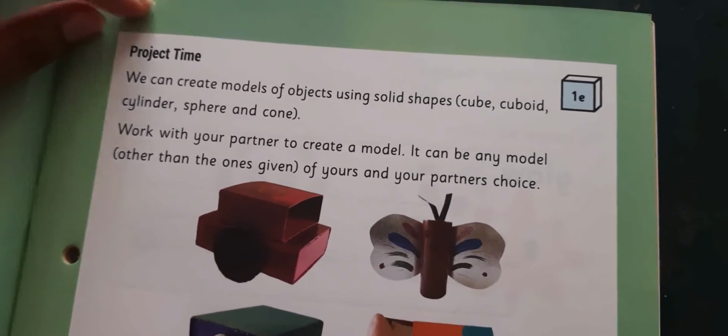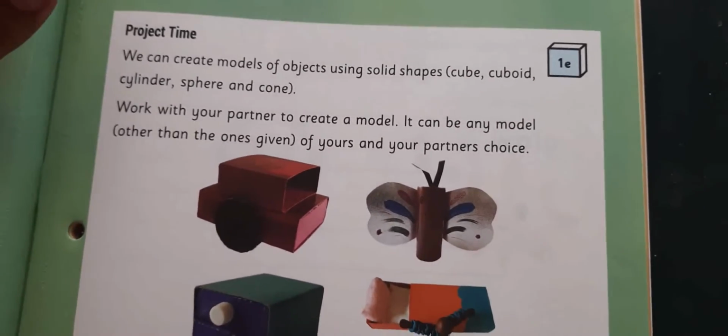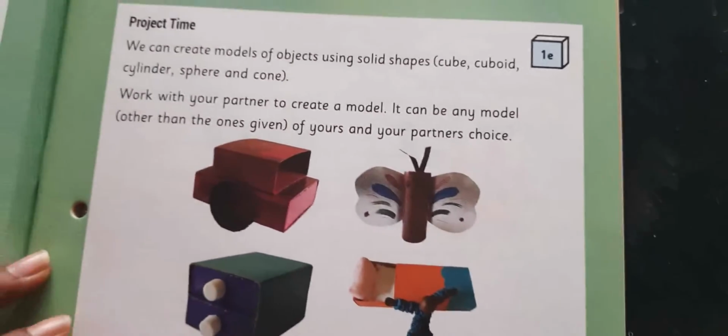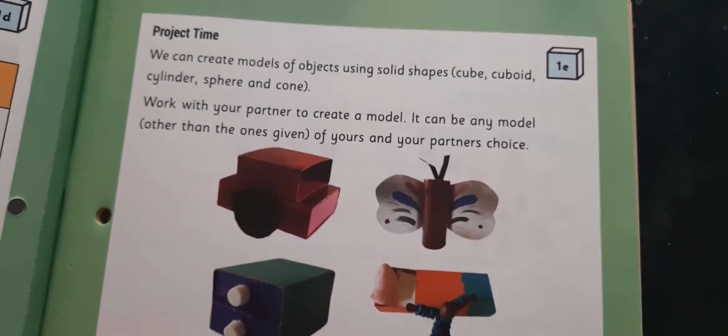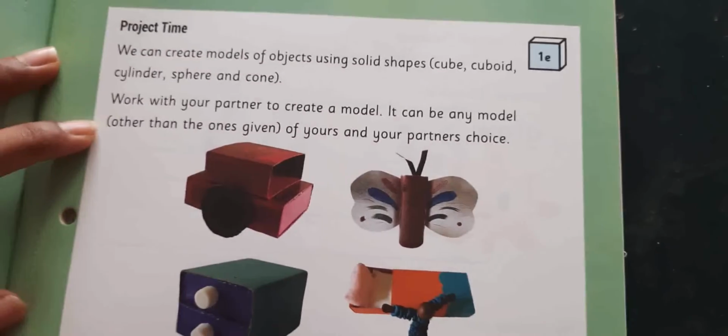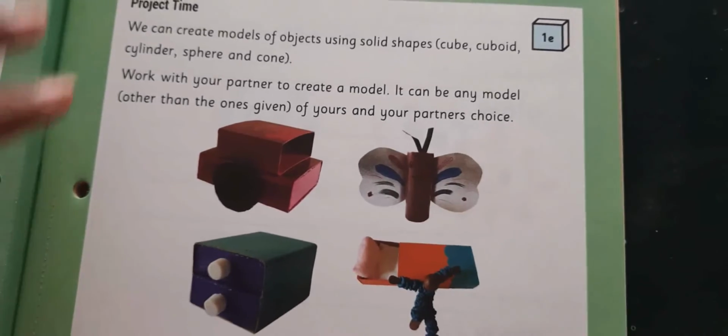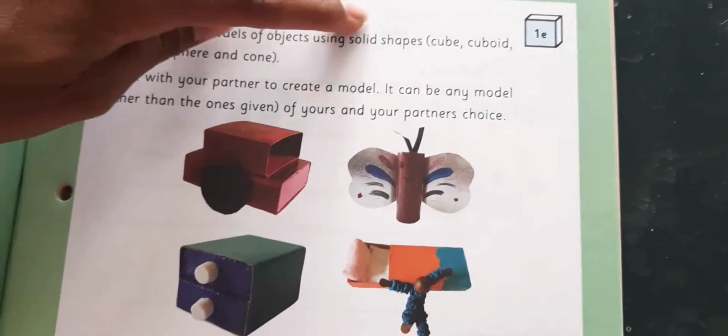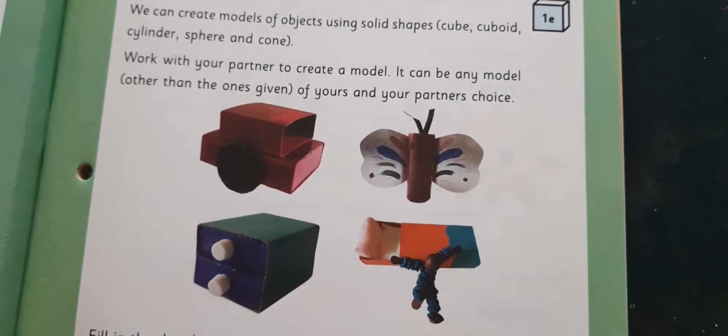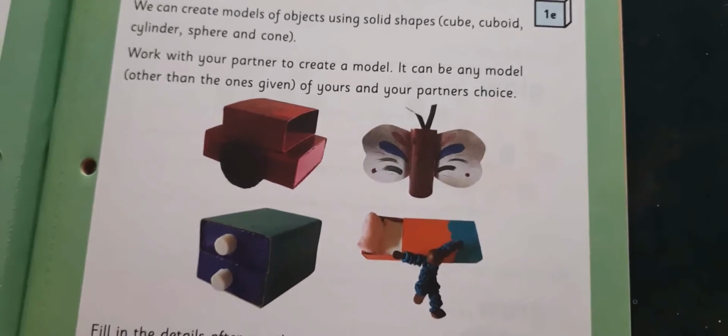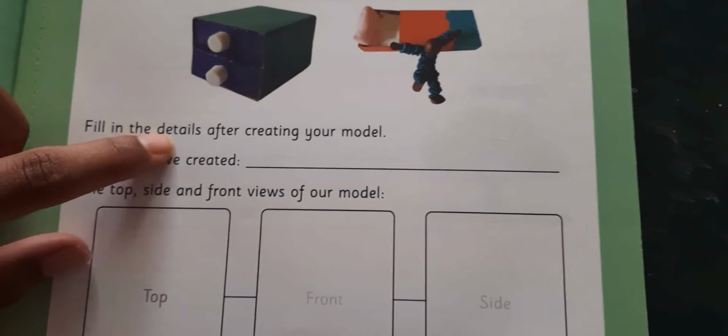Listen, it's your project time. It's a partner activity, but we can't do it now. What you have to do, you have to do at home itself. So I will explain how to do this activity. We can create models of objects using the solid shapes: cube, cuboid, cylinder, sphere, cone.